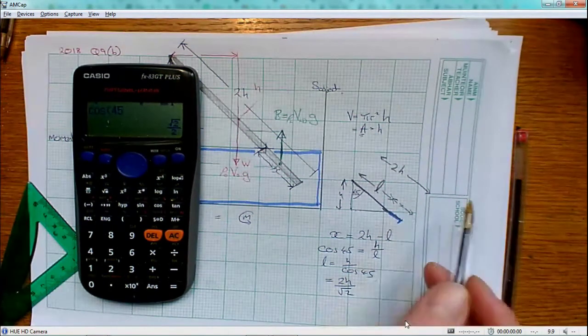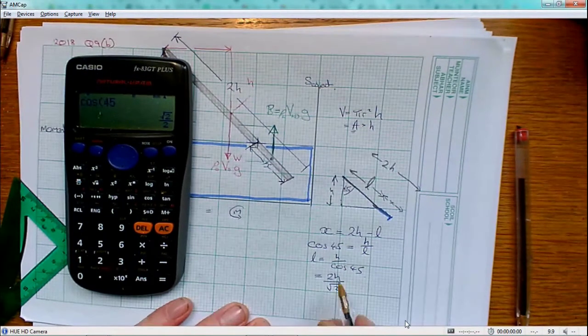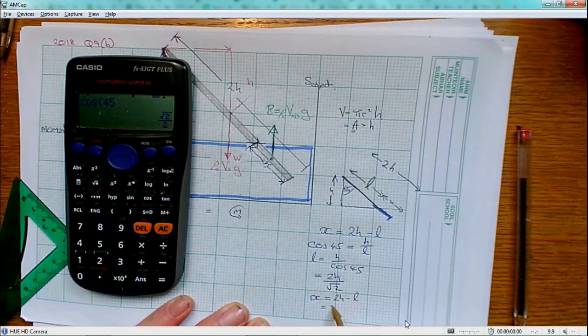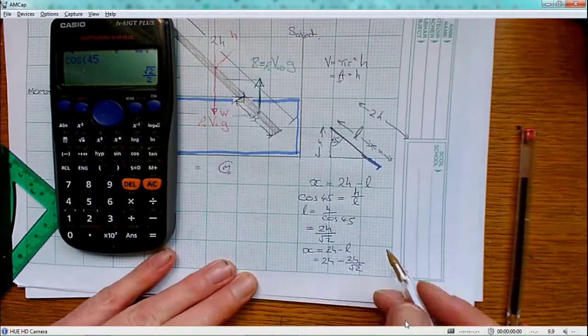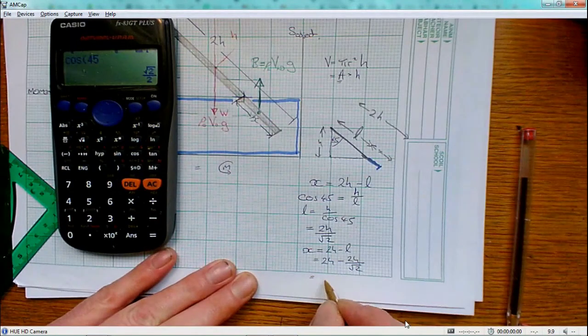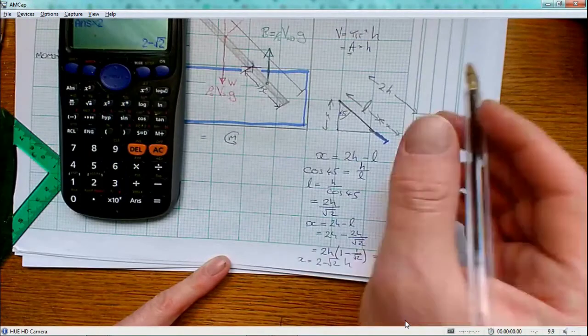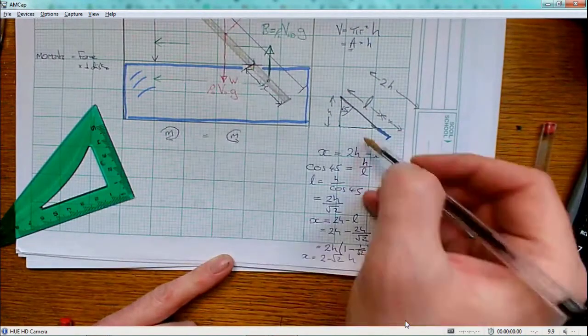Okay, so that's what L is. That's great. We're looking for x. We want to know this length x because that's one of our volumes. So x is equal to 2h minus L. So that's equal to 2h minus 2h over root 2. So I can gather terms here. There's a 2h in both, so 2 times (1 minus 1 over root 2). Now, that's the x distance, that's okay. We'll use that in a minute, the length of this x.